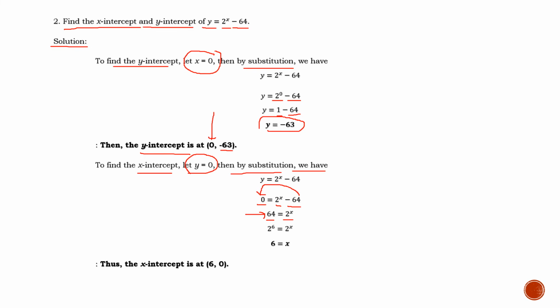What will be the exponent of 2 that can provide us 64? And that is 6 in this case. That's why 2 raised to 6 is equal to 64, which is now equal to 2x. Since base 1 is equal to base 2, we can assume that exponent 1 is equal to exponent 2. That's why the x-intercept is at (6, 0). It's automatic. Again, once you're dealing with the x-intercept, it's automatic that y is equal to 0.